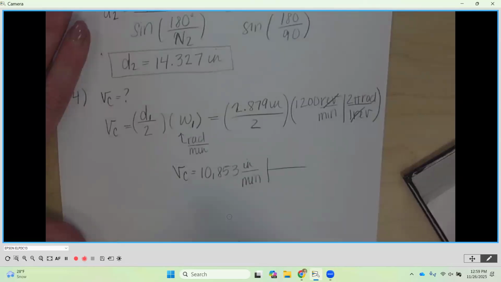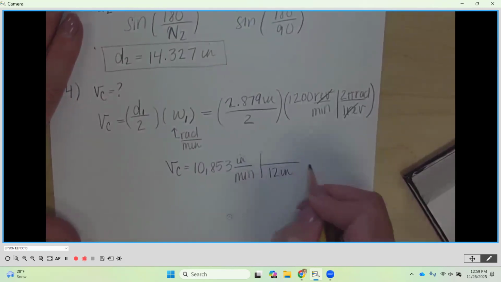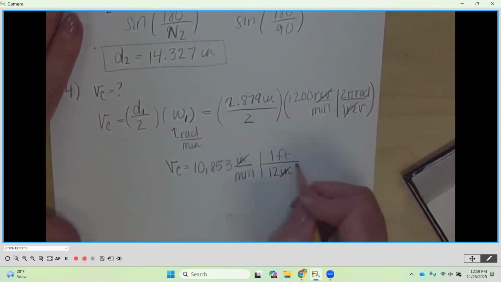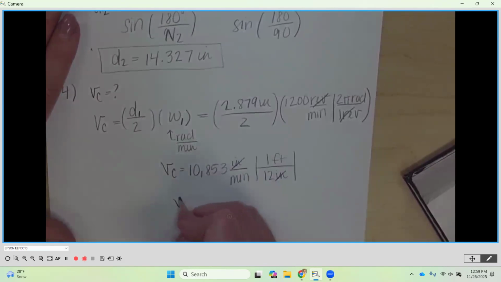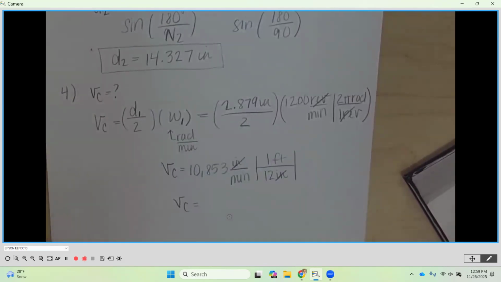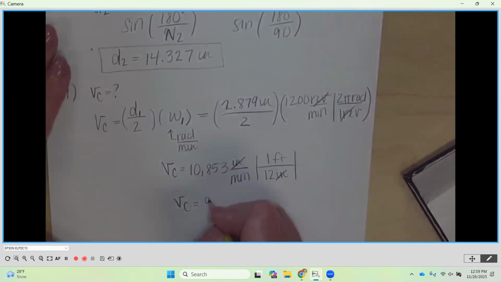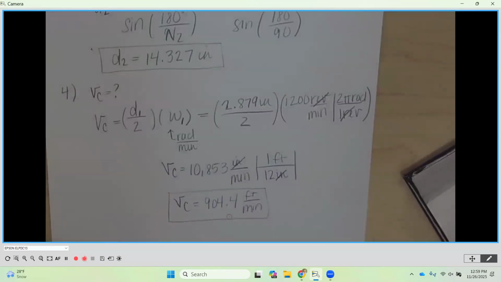Because we'll find out that the answer here is in feet per minute. So we're just going to convert, 12 inches on the bottom here is in 1 foot. Inches cancel, okay? So our chain speed is going to be 10,853 divided by 12. So 904.4 feet per minute. That's going to be how fast our belt is going, or I'm sorry, our chain is going.